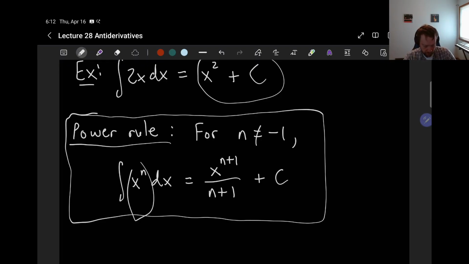Remember, for the derivative of x to the n, you would bring the power down and then subtract 1 from that power. Now this is the reverse. Well, first we add 1 to the power, and then we bring down, dividing by that new power instead of multiplying.